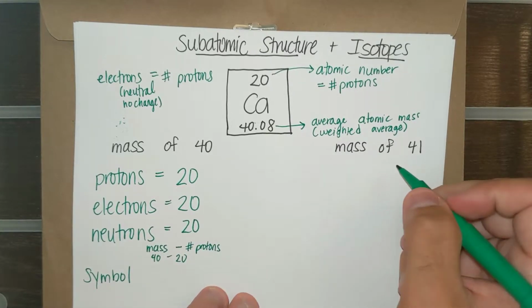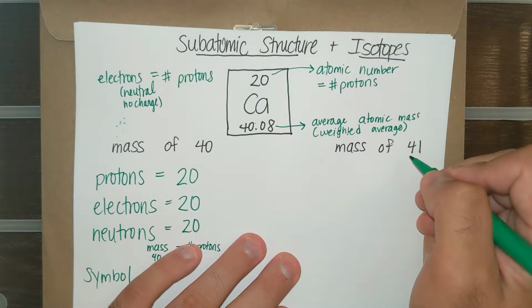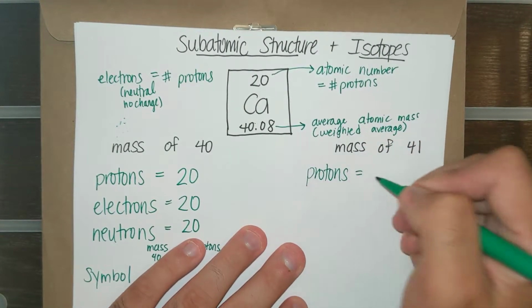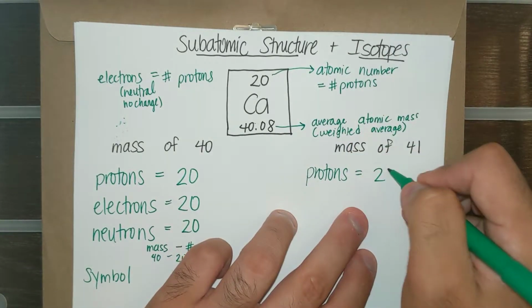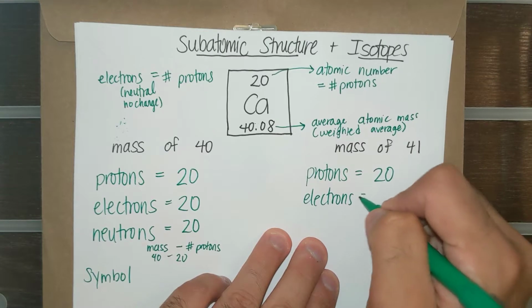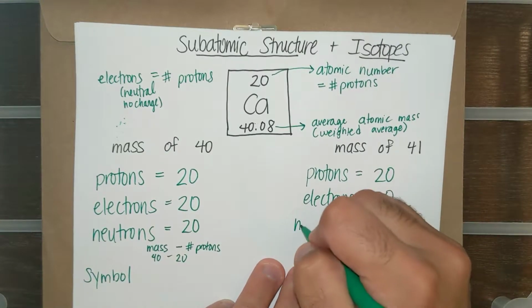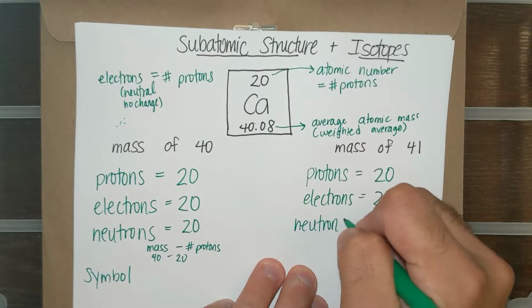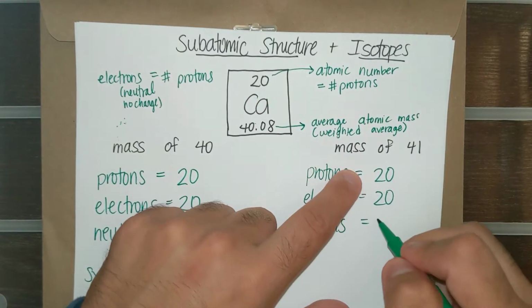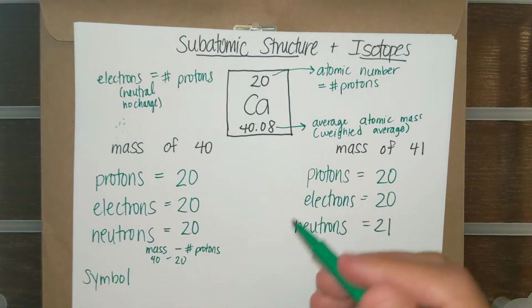Okay, I'll jump up over here. If I have calcium with a mass of 40, the number of protons will be 20 still. The number of electrons will still be 20. And the number of neutrons are going to be different. This has a mass of 41, and there are 20 protons. That means I must have 21 neutrons.